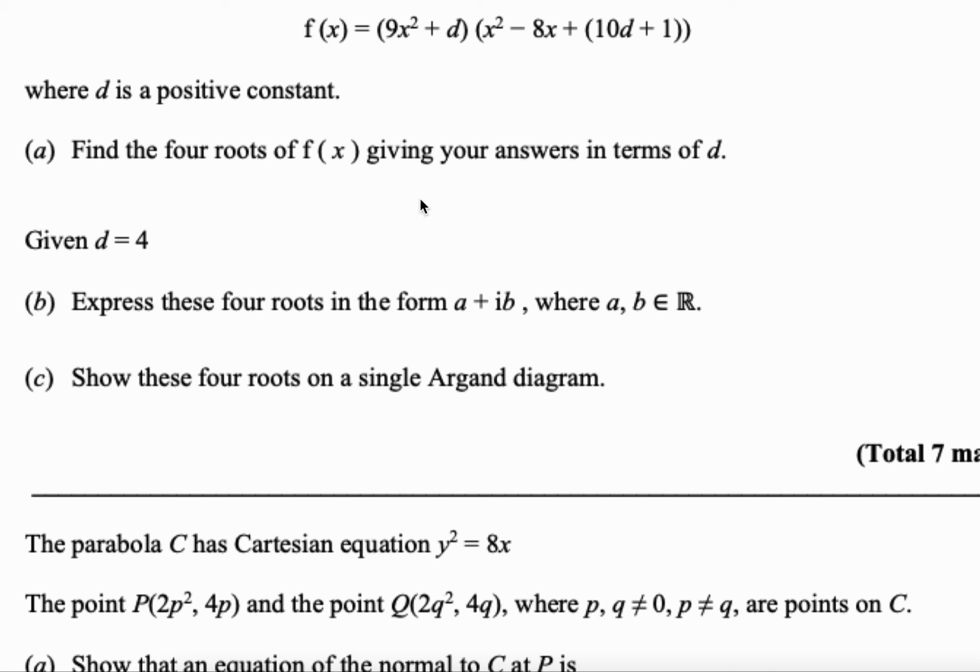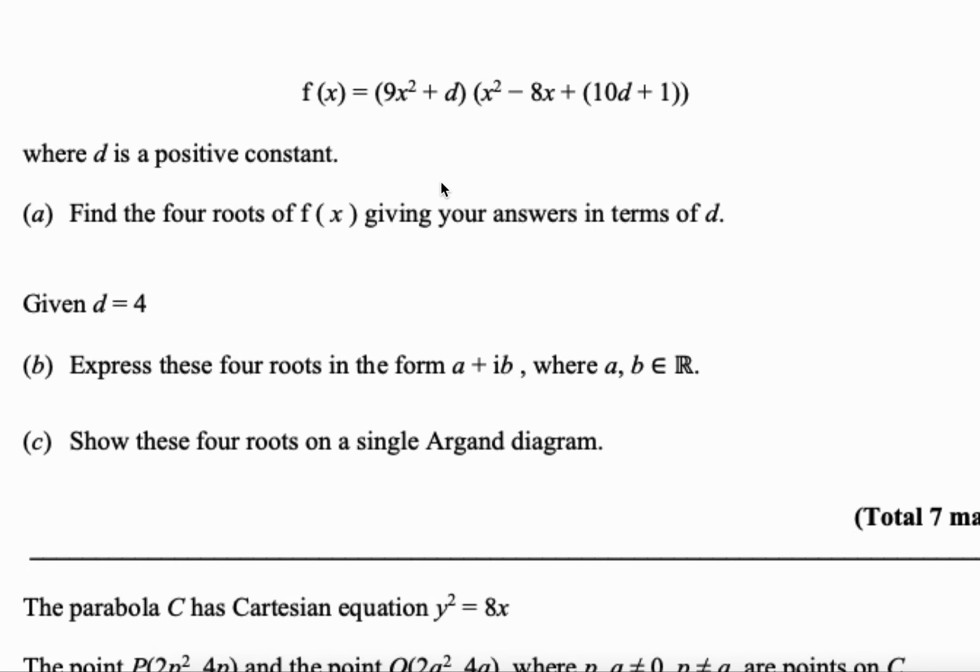Cool. Find the roots. d is a positive constant. Find the 4 roots of f(x), giving your answers in terms of d. So how do we do that? So we factorize the first part of it, the 9x squared plus d, because they have to both have 3x, so it'll be 3x plus.